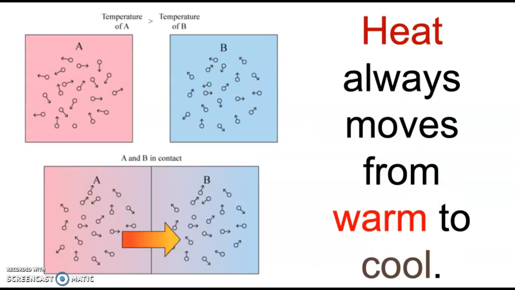Well, heat always moves from warm to cool. So think about that. If heat always moves from warm to cool, then you are warming up the ice cube, and that's what's causing it to melt. So your hand has all of these molecules that are moving really fast. And these molecules, since they're moving faster than the ice molecules, they have more energy. Since they have more energy, then they have more heat.